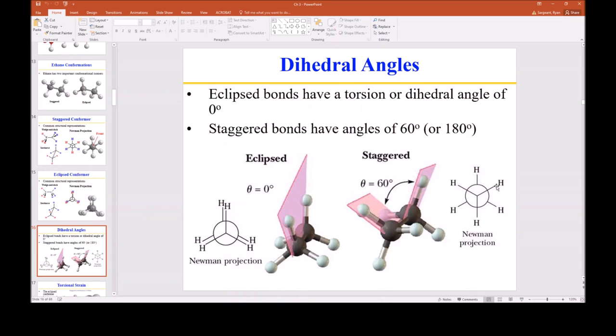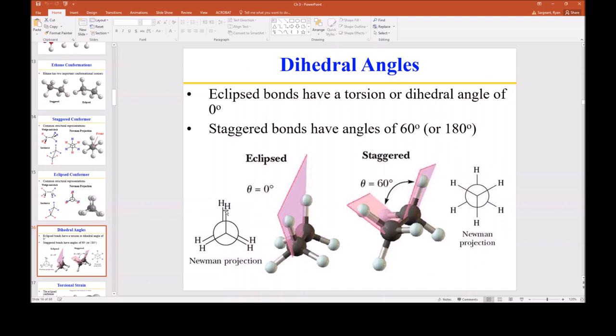And this would be another 60 degree bond angle. Some textbooks and probably some professors are really picky about positive or negative 60 degrees. I'm not. You just call this a 60 degree dihedral angle. This is also a 60 degree dihedral angle. And this is a 180 degree dihedral angle.